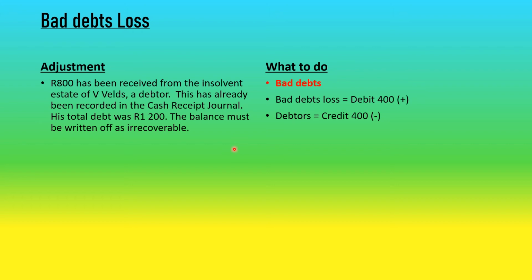The balance must be written off as irrecoverable. So the irrecoverable value, which you will never get back, is the 1,200 minus the 800, which gives you your 400. Your accounts that are affected are your bad debt loss and your debtors control. So you increase in your income statement your bad debt loss by 400 Rand, and you decrease your debtors by 400 Rand, which is your credit, because you are never going to receive that money.